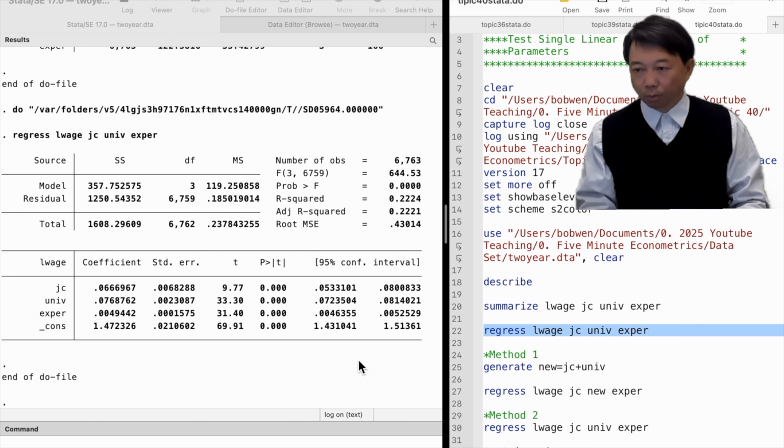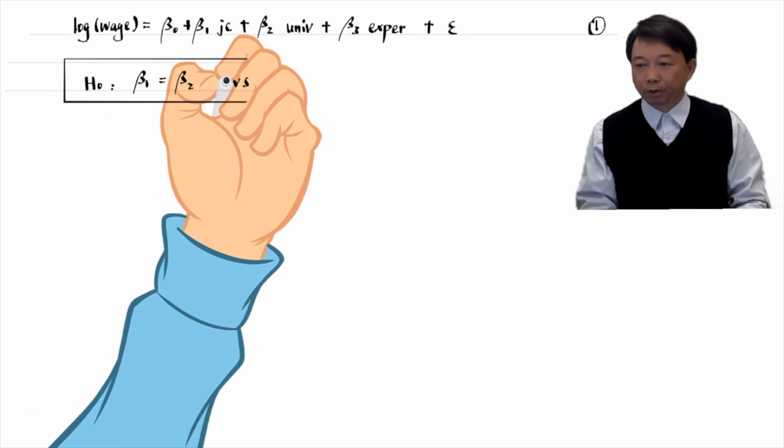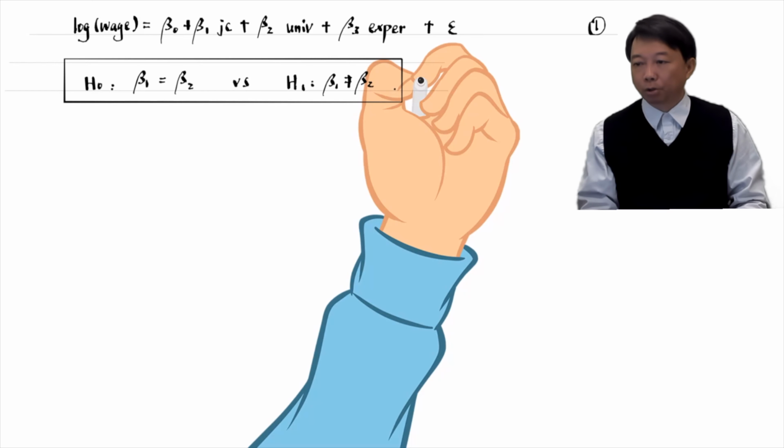Now, assuming we are curious about whether 1 year at a 2-year college gives the same returns to education as 1 year at a 4-year university. The null hypothesis is that beta 1 equals beta 2. Under the null hypothesis, 1 additional year at a 2-year college leads to the same percentage increase in wages as 1 more year at a 4-year university. The alternative hypothesis is that beta 1 does not equal beta 2. It is a two-sided alternative.